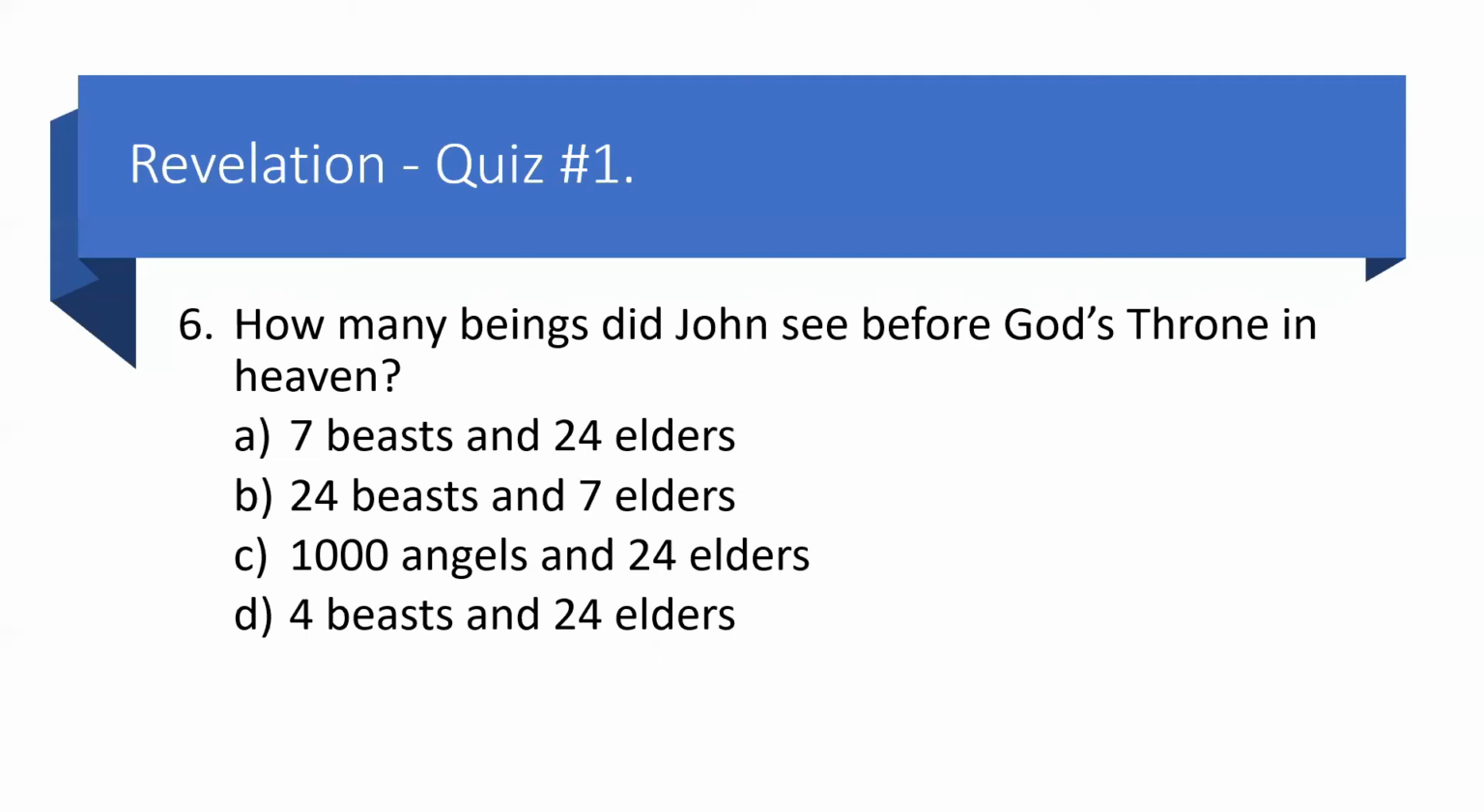How many beings did John see before God showed in heaven? Remember, in Revelation 4 and 5, John actually sees heaven open and the thrones of heaven, and he sees some beings in heaven. Did he see 7 beasts and 24 elders? Did he see 24 beasts and 7 elders? Did he see 1,000 angels and 24 angels? Did he see 4 beasts and 24 elders? You have to figure out which one is correct. That is, of course, Revelation chapters 4 and 5, which is a very literal chapter where John looks into heaven.